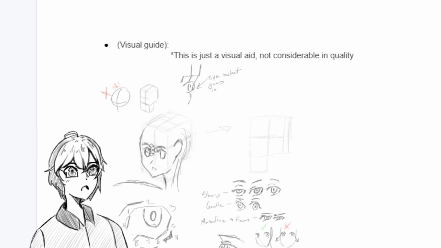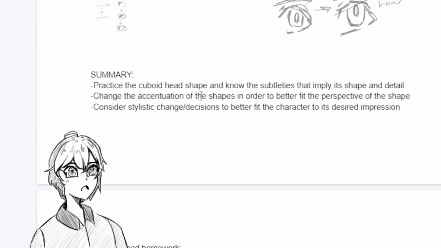So really understanding where you draw different angles. So really understanding how different lines would change depending on the angle and perspective. How would this line straighten out depending on how this character rotates around in perspective? In different lines as well. Really how this cuboid implies the head, but especially the contours of the face and the expression. Make sure to change the accentuation of the shapes in order to better fit the perspective of the shape.